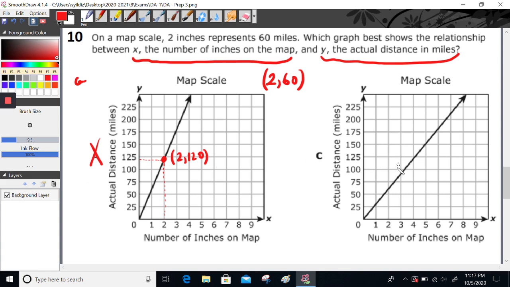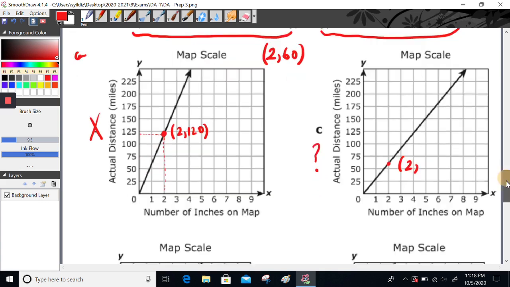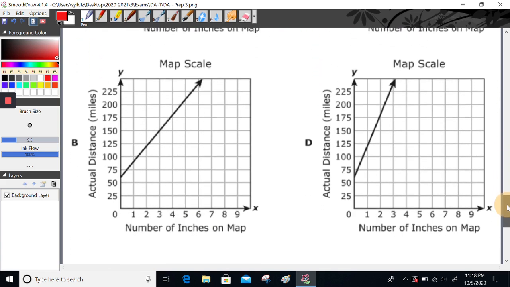Let's look at this option. So let's look at this point. It is the first component. It's going to be 2, as you see, the x coordinate, and the y coordinate is between 50 and 75. So it may be the answer. Let's look at the other options, and let's see if one of these is the answer or not.